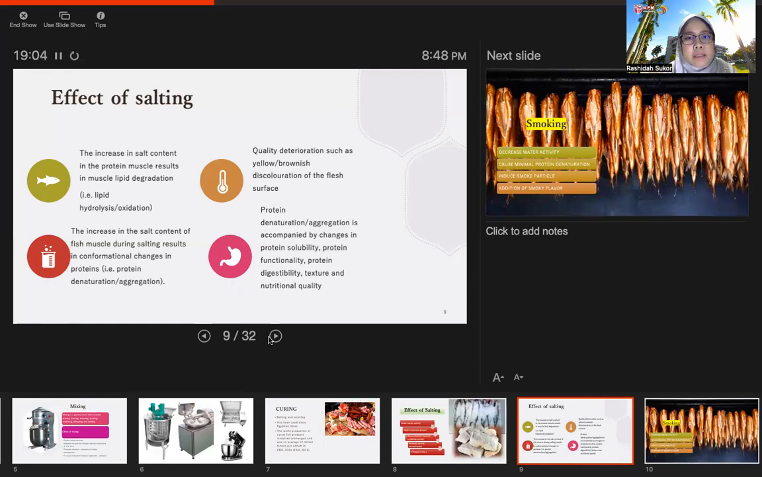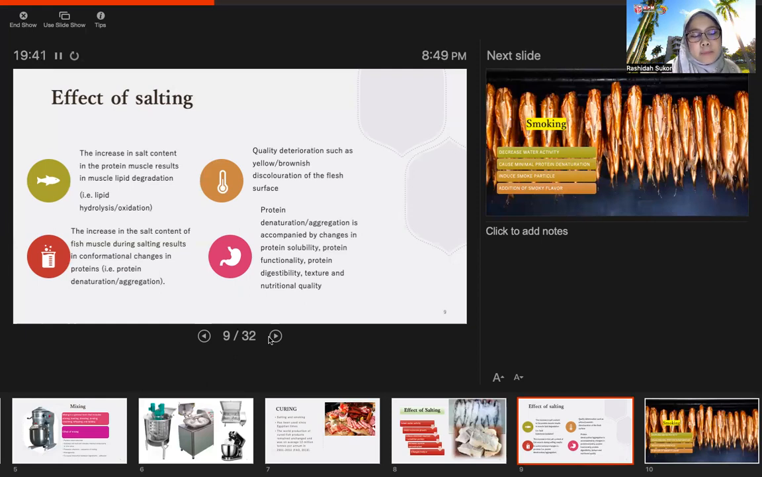Like I mentioned earlier, this protein denaturation or protein aggregation will be accompanied by changes in protein solubility. It depends on which type of protein and amino acids are involved. So if you add salts to the protein or to the food, most of the time protein will have higher solubility. When protein has high solubility, you will also change the functionality.